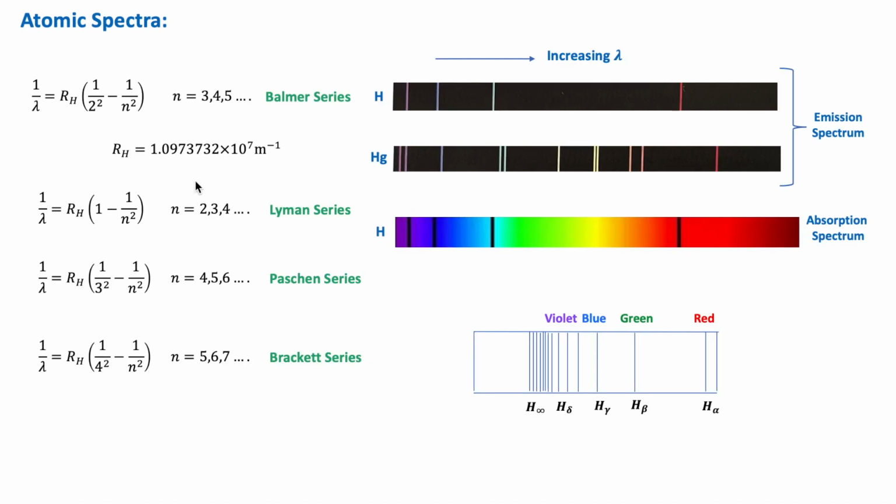So we will now discuss atomic spectra. In the previous sections, we discussed black body radiation, and we have seen how all substances at a given temperature emit thermal radiation that is a continuous distribution of wavelengths, okay?